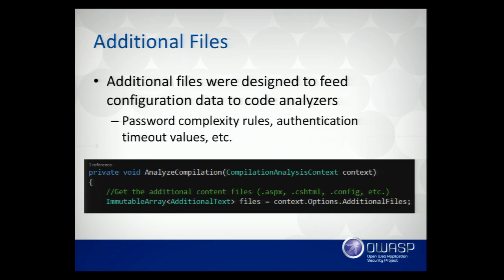So I looked into the compilation action, and I get this object called additional files, which are these other, non-code files. Now, what these were intended to be is, remember I mentioned it'd be cool if I had a JSON file that let you set your own password rules and some of those things, your session timeout values. They're supposed to feed data into an analyzer, configurable data. But I can also look at config files and JS files in this additional file list. So I've got access to the info within this compile action. Step one, now I have the files, sort of. I'll show you what I ran into.